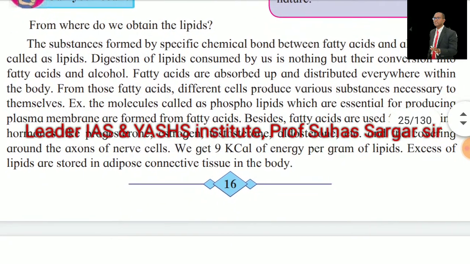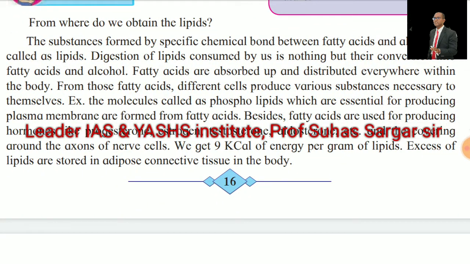From where do we obtain the lipids? The substances formed by a specific chemical bond between fatty acid and alcohol are called lipids. Digestion of lipids consumed by us is nothing but their conversion into fatty acid and alcohol. Fatty acids are absorbed and distributed everywhere within the body. From those fatty acids, the different cells produce various substances necessary to themselves.